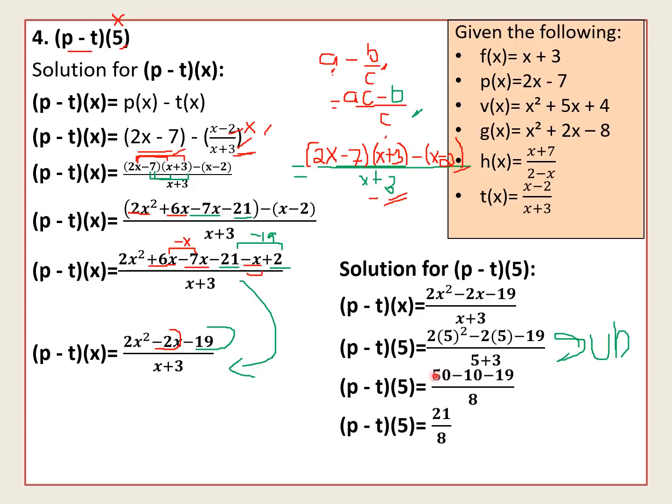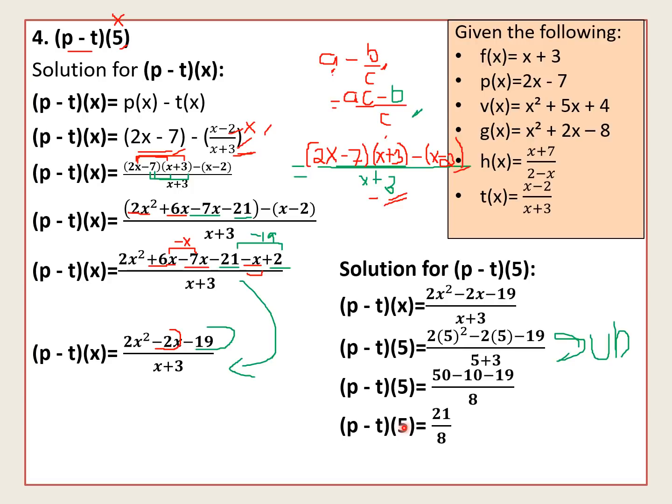O, simplify pa natin itong sa numerator. 50 minus 10 is 40. 40 minus 19 is 21. 21 over 8 is the final answer after we evaluate the difference between P and T using X, which is 5. Okay? So, 21 over 8 ang final answer natin after nating ma-evaluate ang P minus T when X is 5 using X, which is 5.